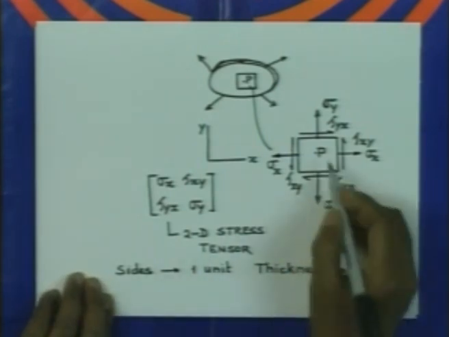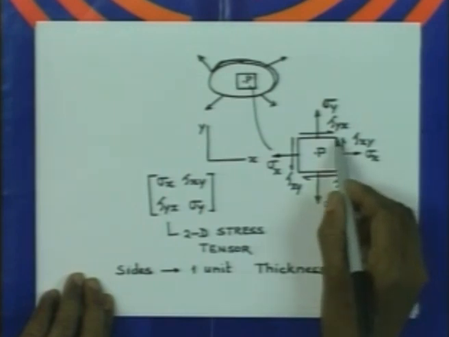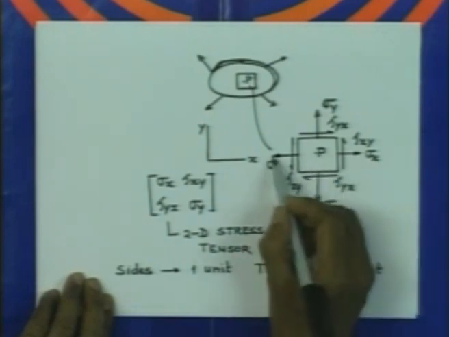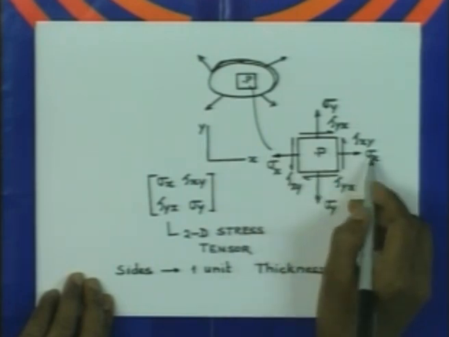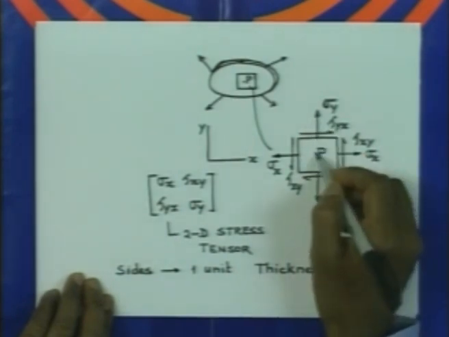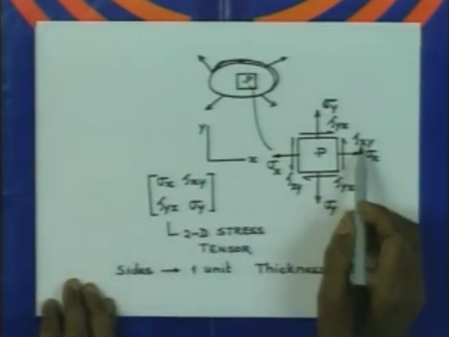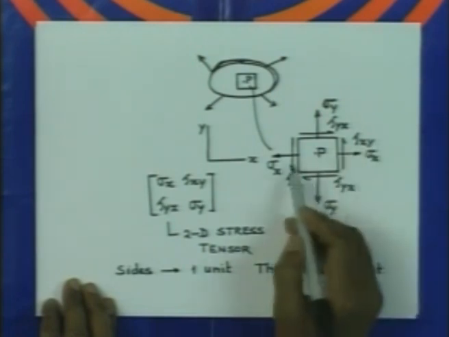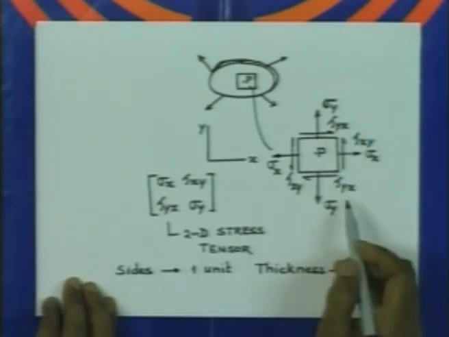And if you now consider the moment about the point P, you will find that the distributed force sigma x, its resultant is going to pass through this point if P is at the center. Similarly, resultant of this force is going to pass through the center, so it will not produce any moment. Similarly, the resultant of sigma y and this sigma y will pass through the point P and it will not produce any moment. The moment will be produced by forces like tau xy into 1 and this tau xy into 1 and so also tau yx into 1, tau yx into 1.